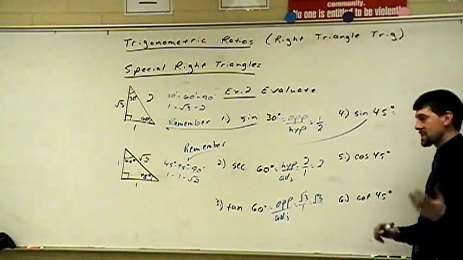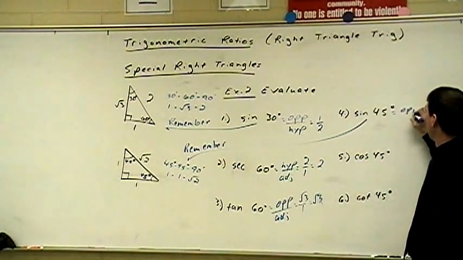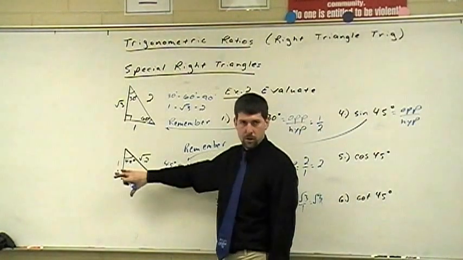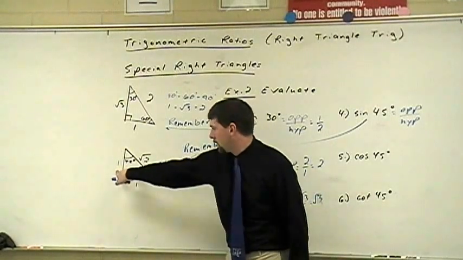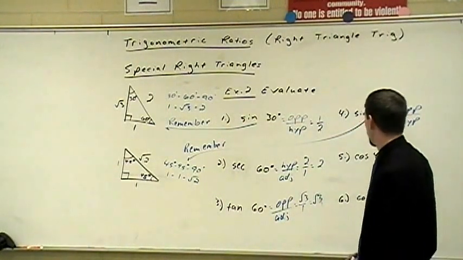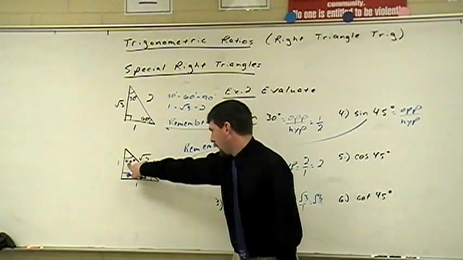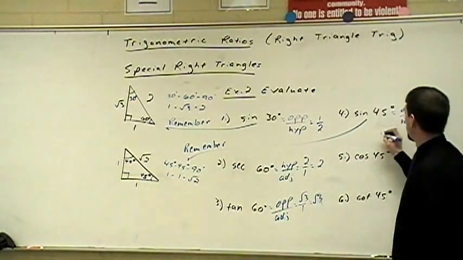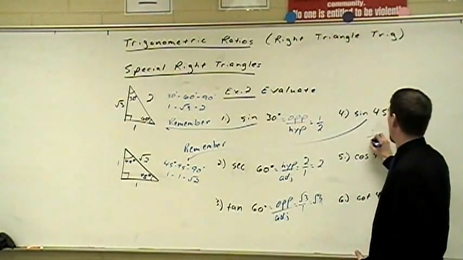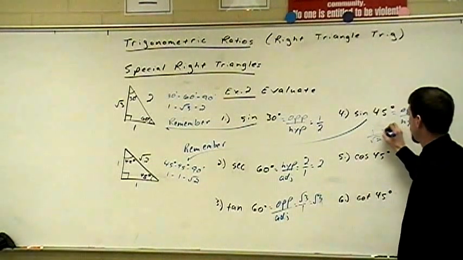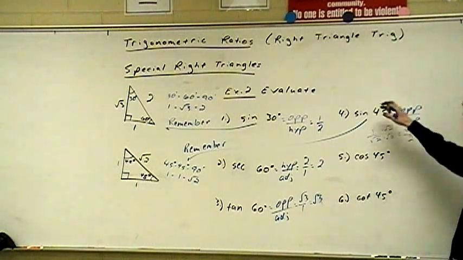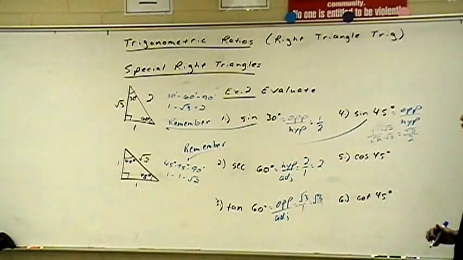So through SOHCAHTOA, sine is opposite over hypotenuse. Opposite of 45 degrees, and it doesn't matter which one you pick, because notice what's the same. Opposite is 1, opposite is 1 because they're equivalent angles. So they're going to have equivalent lengths opposite of them. So I can just pick this one right here. Opposite of 45 was 1. Hypotenuse was square root of 2. And then you go through and rationalize. Square root of 2 on top and bottom. Square root of 2 over square root of 4 is 2. So sine of 45 degrees is square root of 2 over 2.